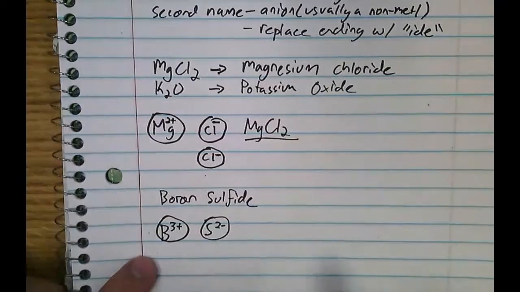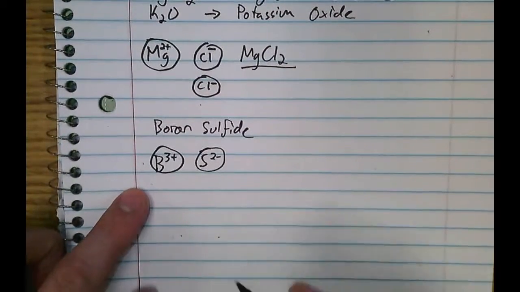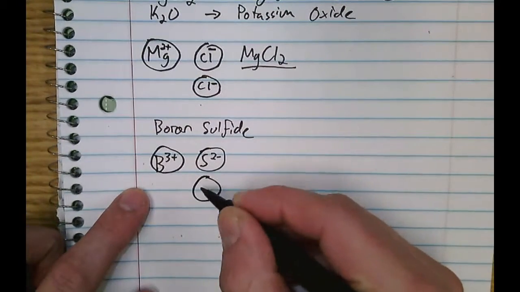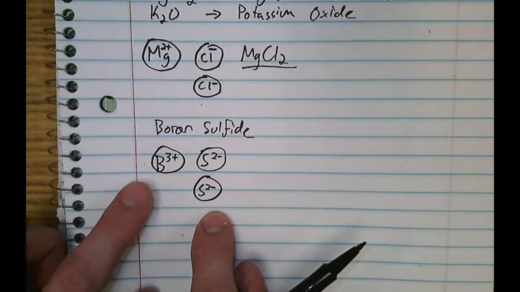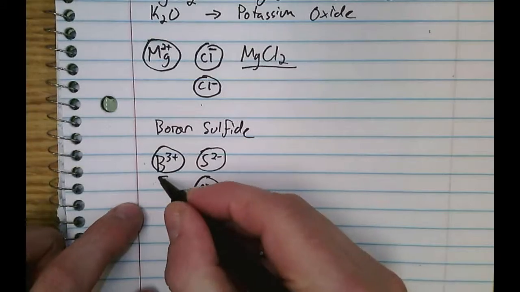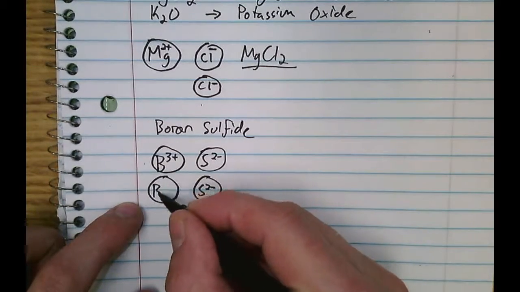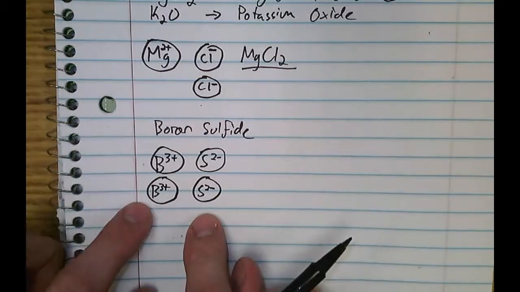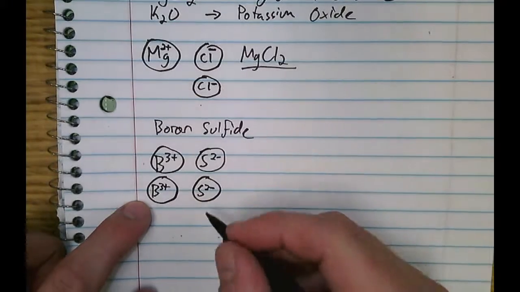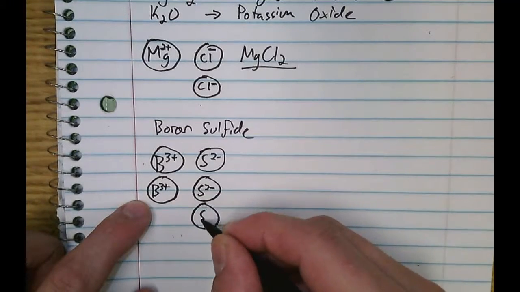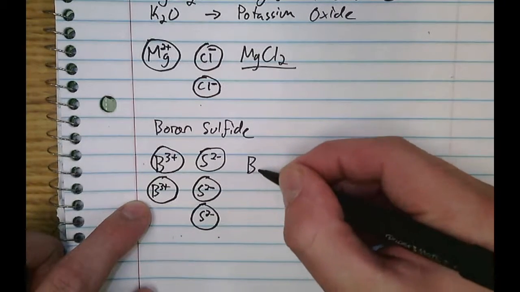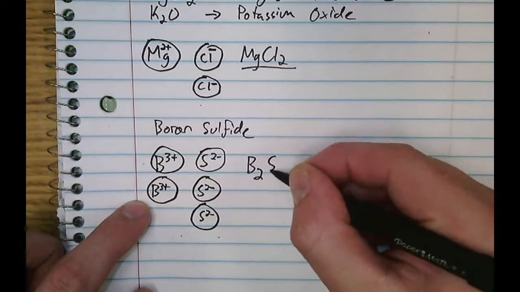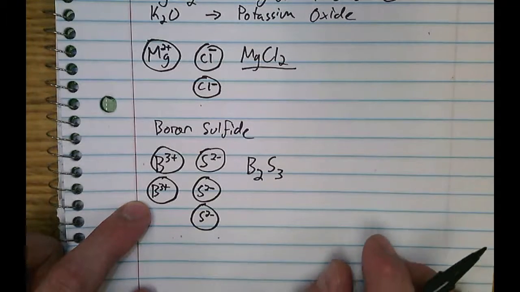Right now I am more positive than I am negative, so I need another negative. Now I'm -4, but I'm +3, meaning I need another positive. Now I'm +6, but I'm -4. I need another negative. And now I'm entirely neutral. So I know this is going to be 2 borons and 3 sulfurs.